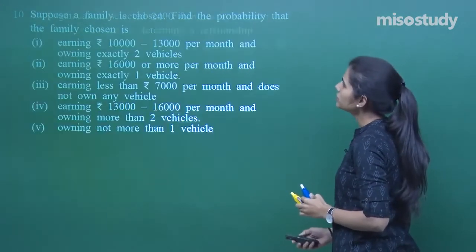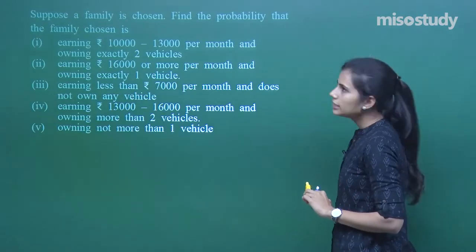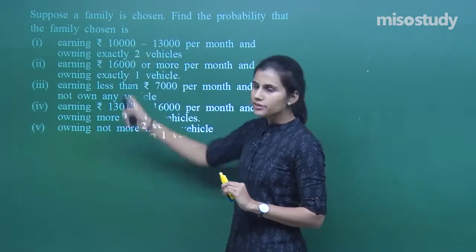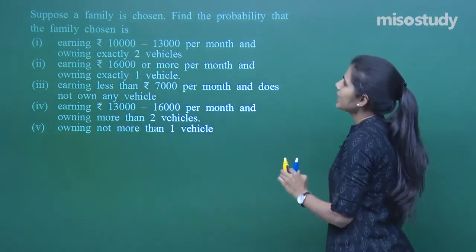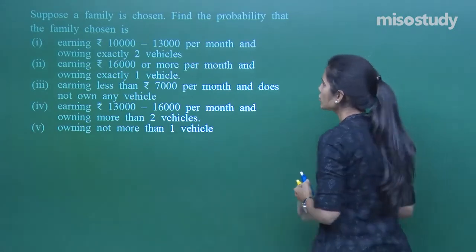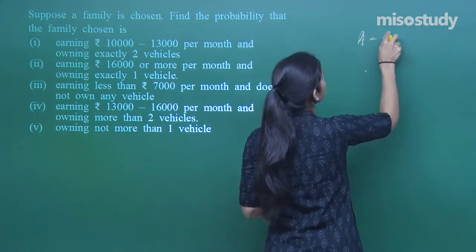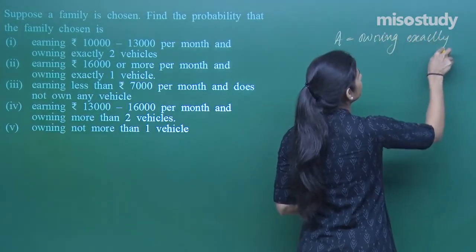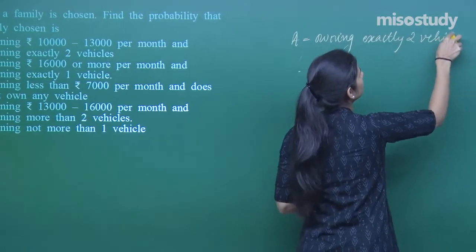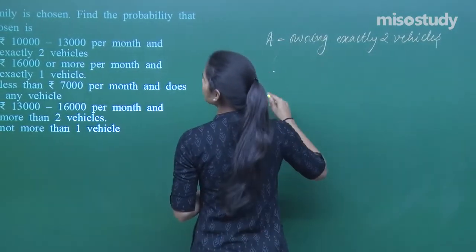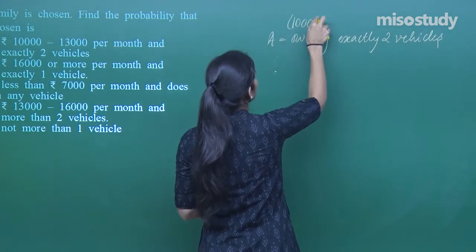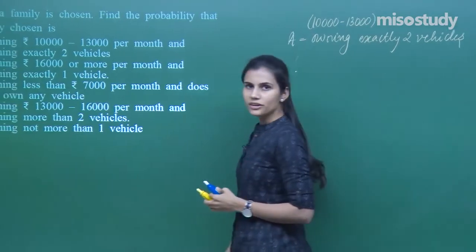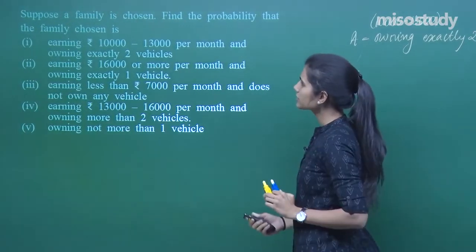What basically do I need to do is, suppose a family is chosen, find the probability that the family chosen is earning income in this range and owning exactly 2 vehicles. Okay? So, event A, I am saying the family chosen is owning exactly 2 vehicles. Okay, and the income is falling in the range of 10,000 to 13,000. Let's see, out of 2400 families, how many families are satisfying this condition?